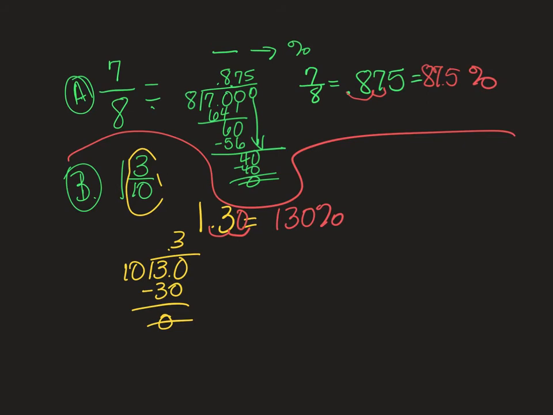Your assignment today is going to be on page 71, and you're going to do all of 1 through 12. So remember your steps. You're going to do your long division to get to your decimal, and then you're going to move your decimal to the right 2 places to get percent.